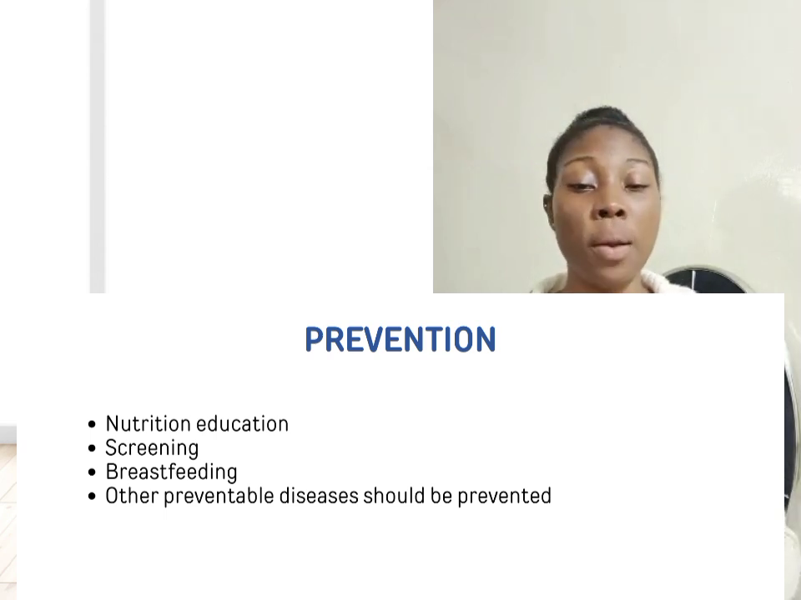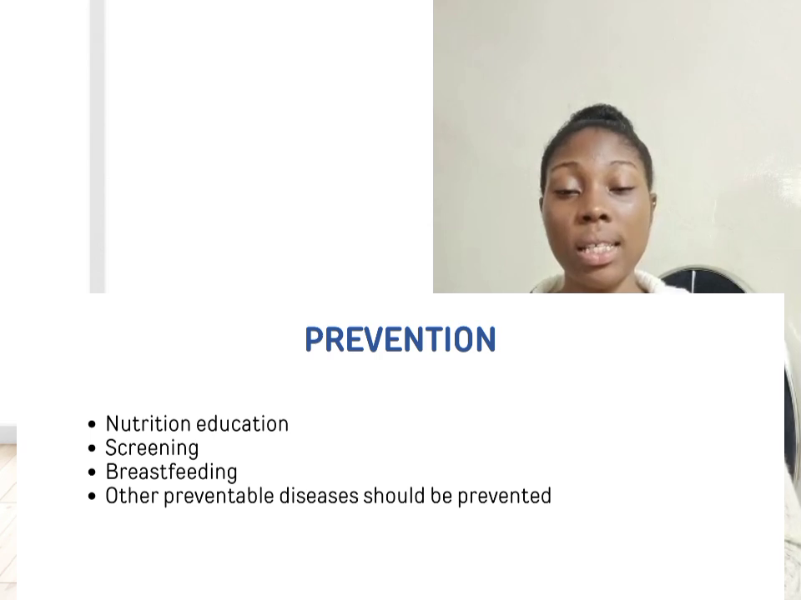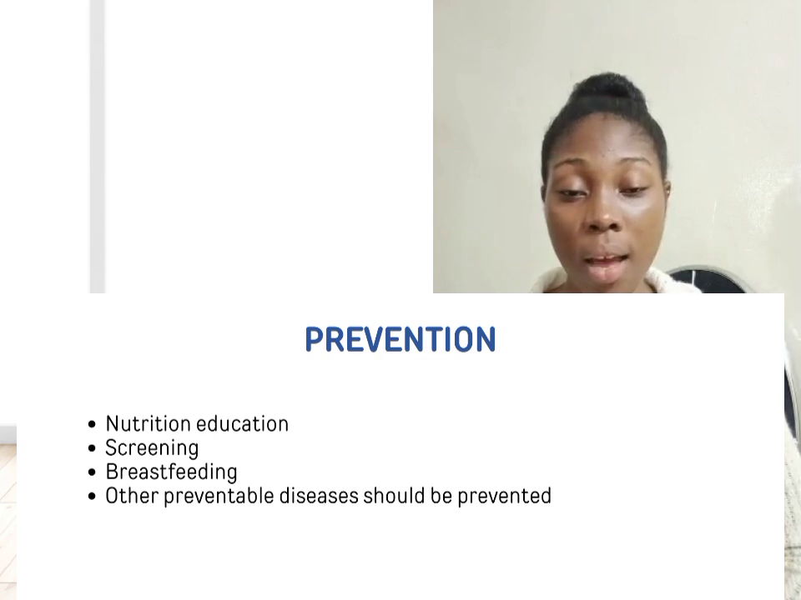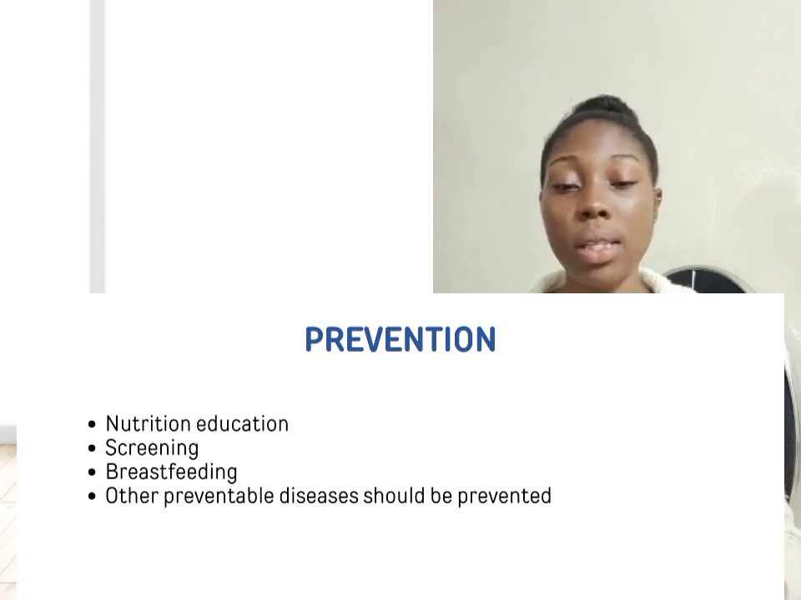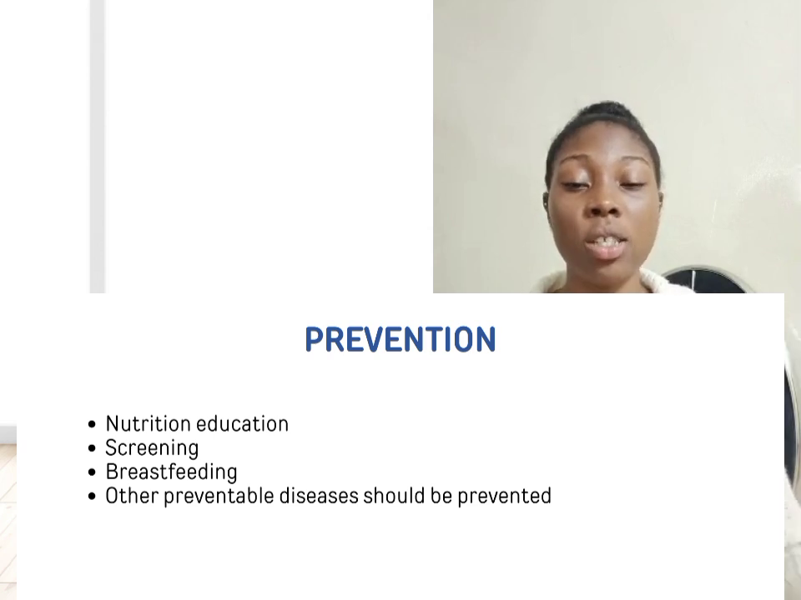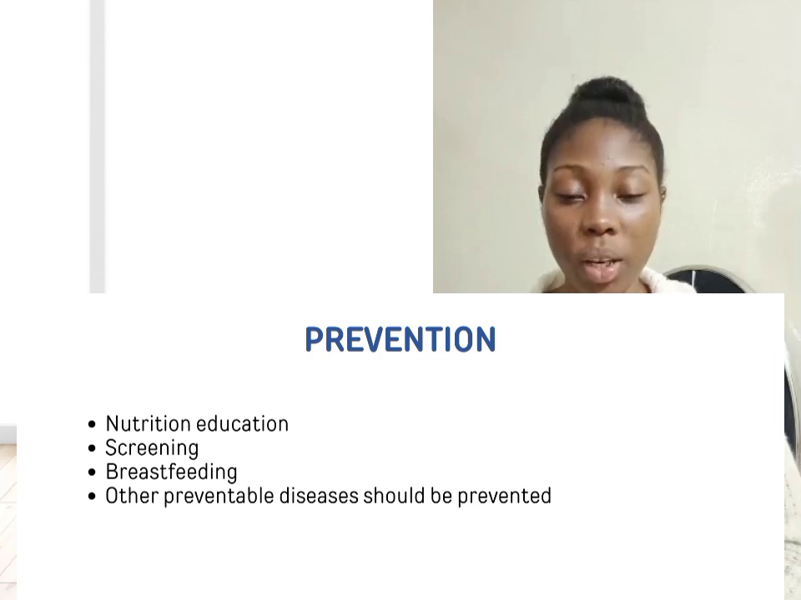Next, we are going to be preventing this disease by screening. In screening, the hemoglobin level of these children will be checked frequently, at least two times a year, in order to know if this child is susceptible to an anemic crisis or an anemic shock anytime soon.